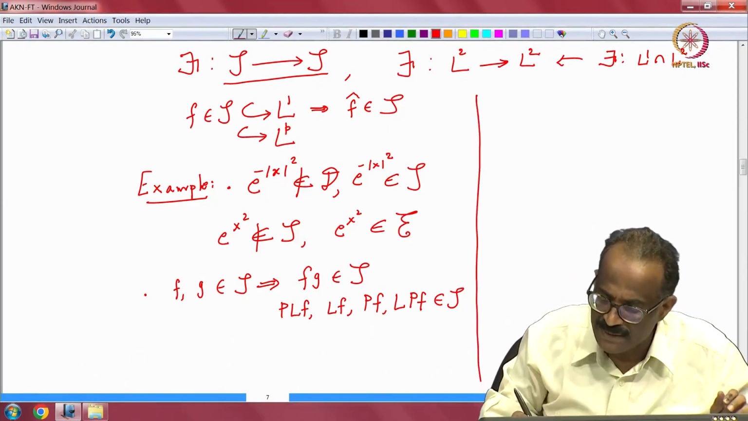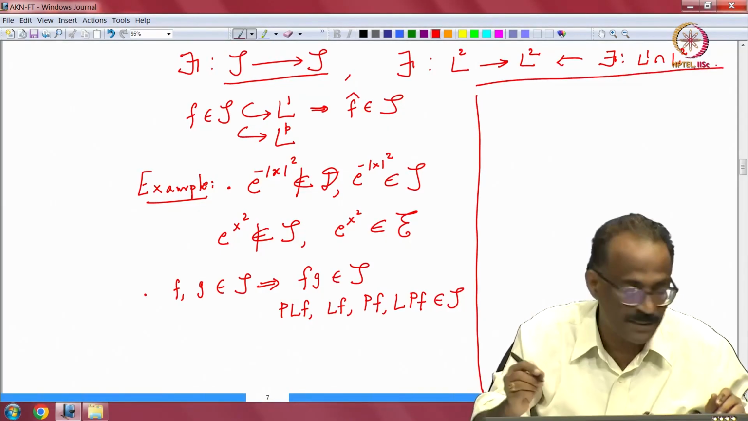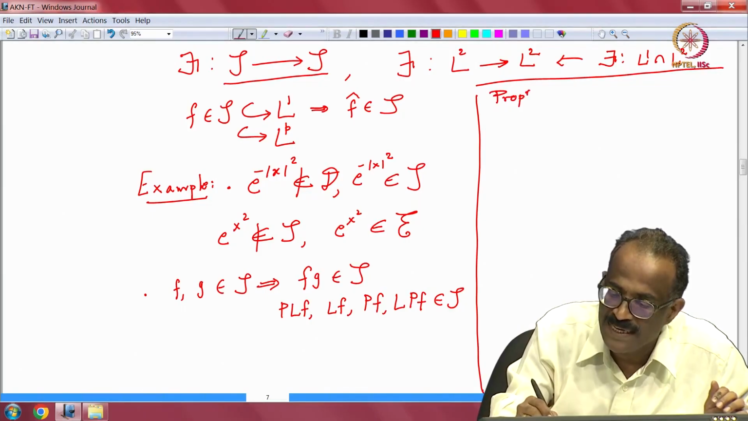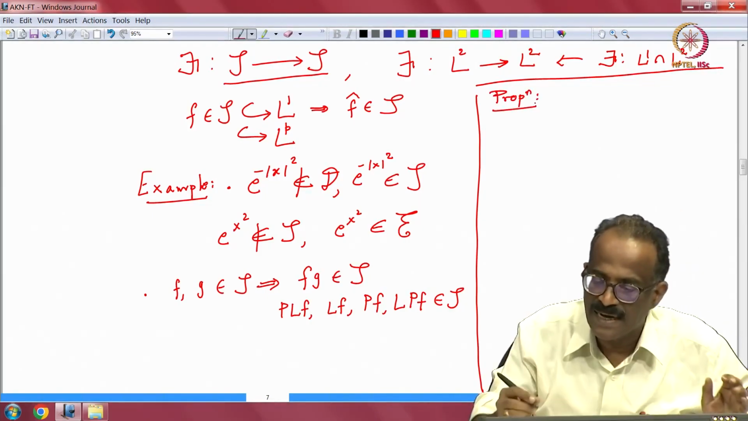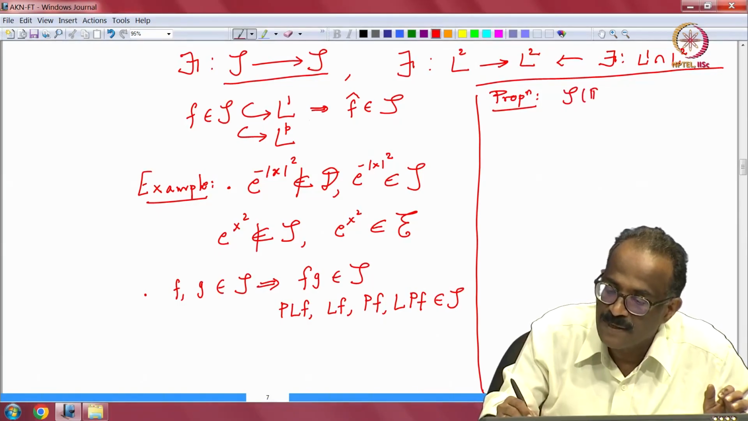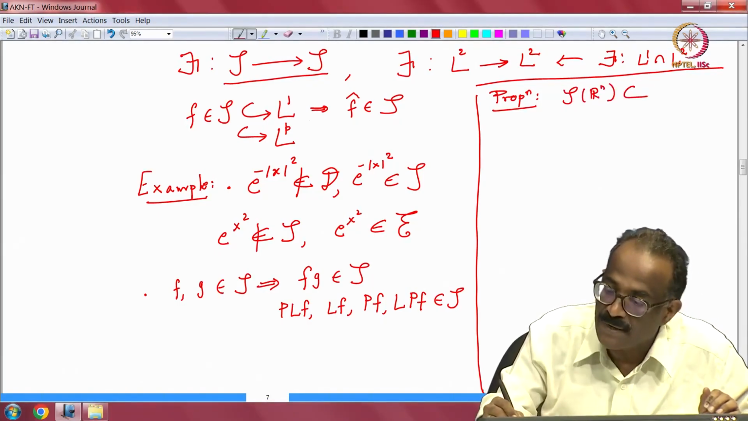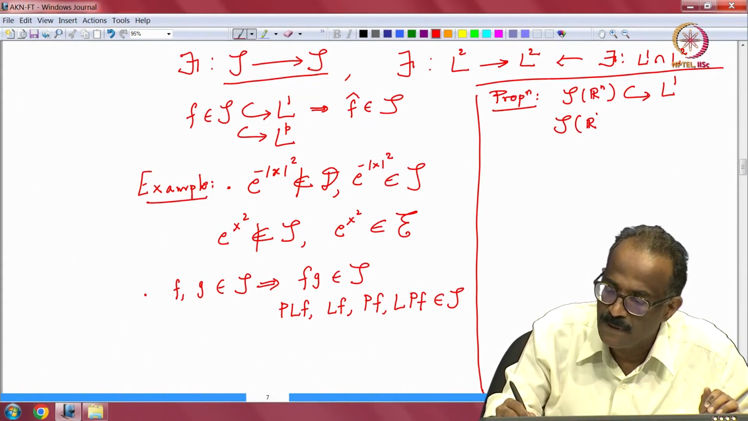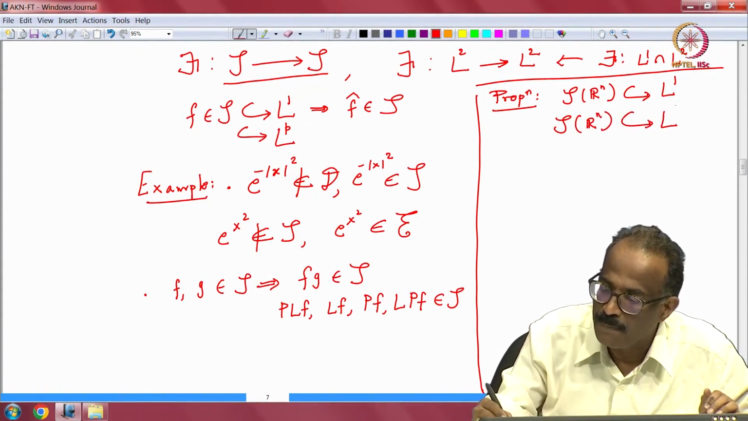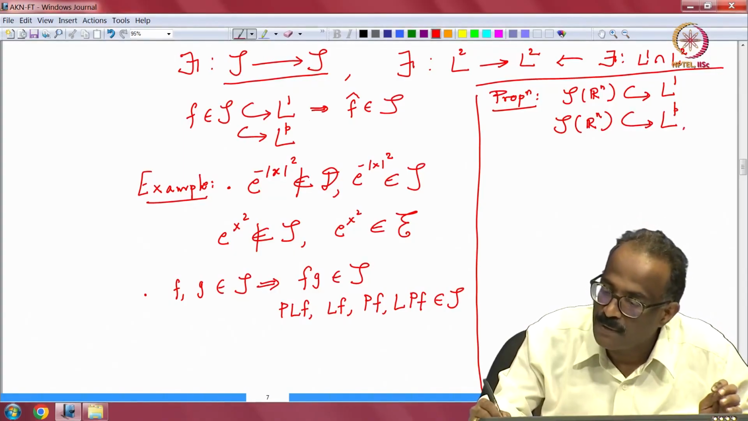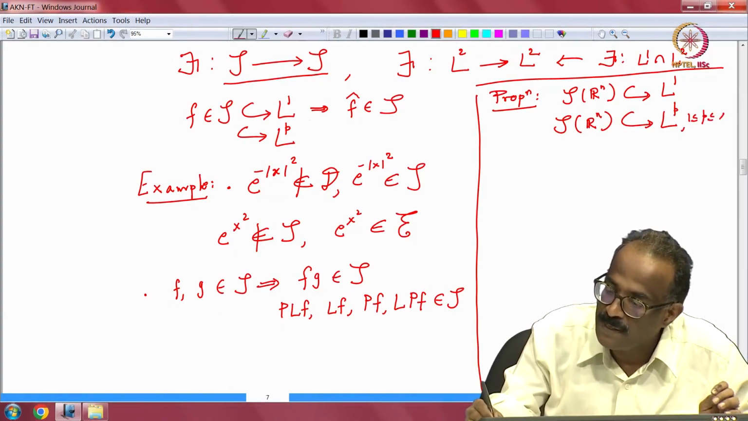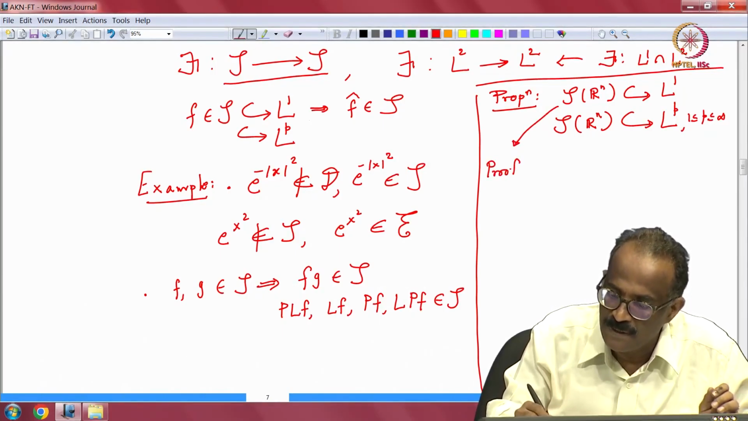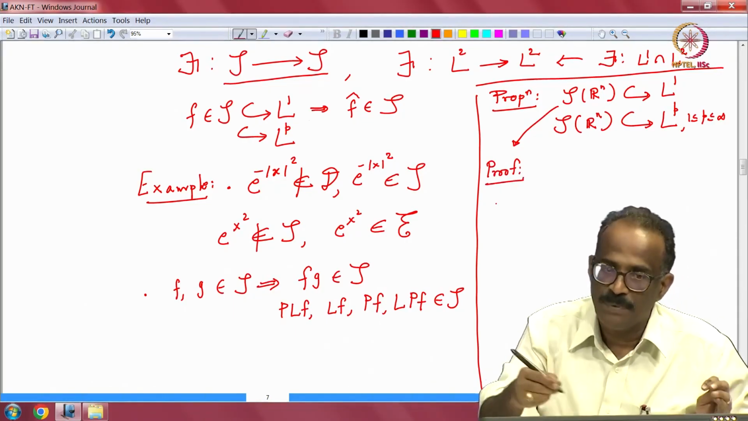And one interesting result, where probably the technique is useful, probably you have seen it anyway, but for the sake of completeness let me prove it: the zeta of Rn is contained in L1, embedded in L1. In fact, zeta of Rn is in LP, for 1 less than or equal to P less than or equal to infinity. So, let me give you a quick proof of it. The same trick can be employed there.